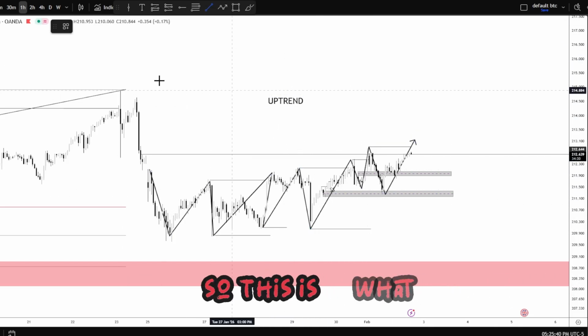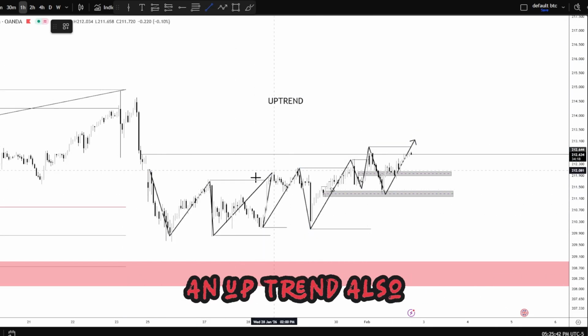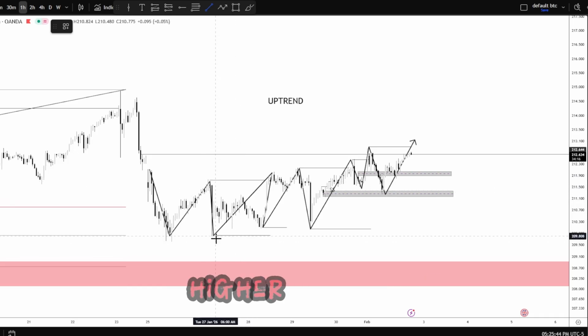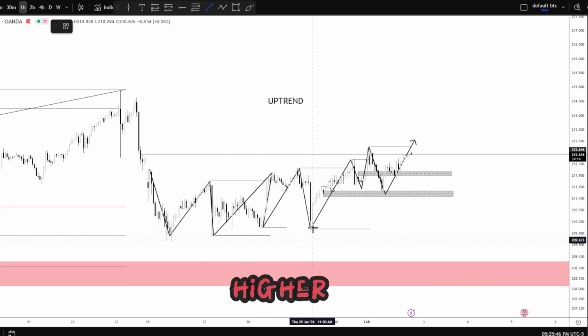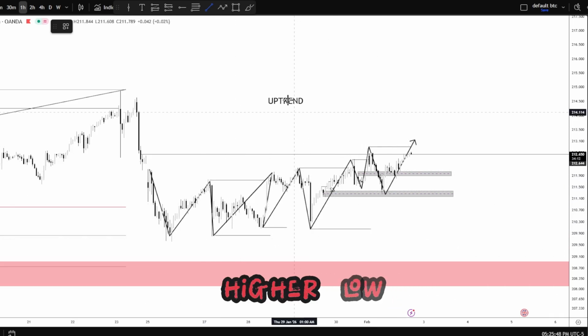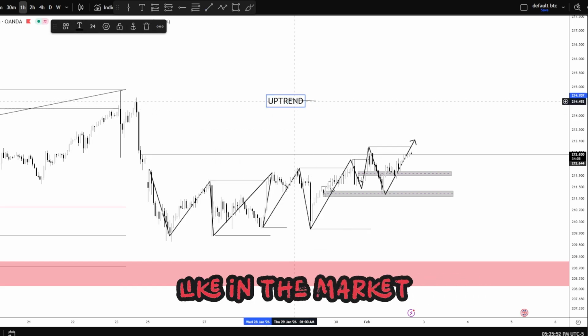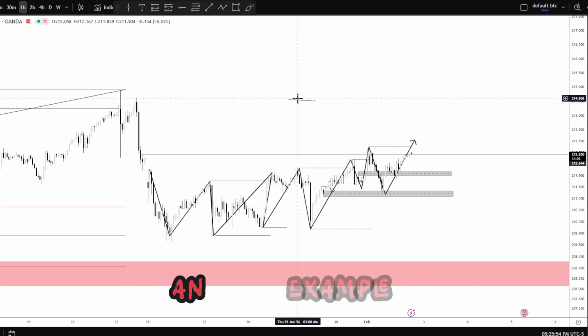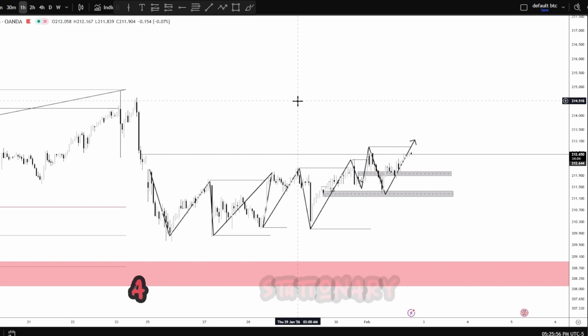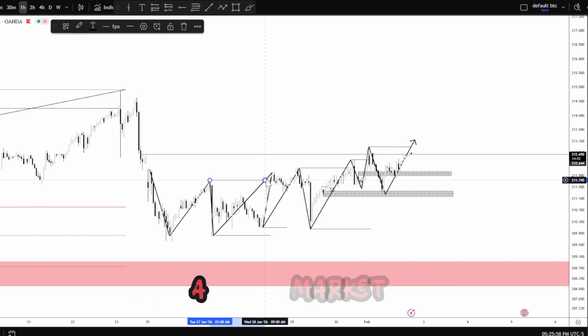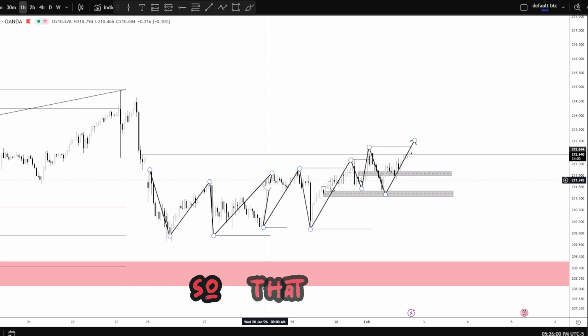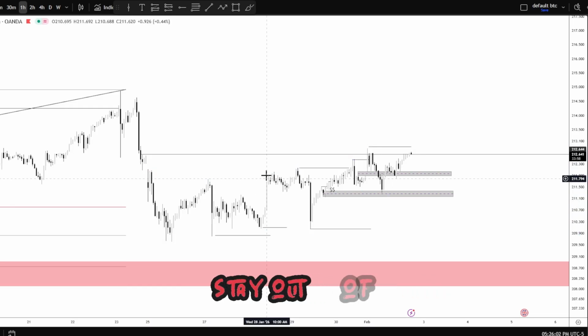So this is what an uptrend also looks like. You have a series of higher highs, higher lows, higher high, higher low, higher high, higher low, higher high, higher low. So this is what an uptrend looks like in the market. Now let me show you an example of what a stationary market looks like, a market that's consolidating, so that you will stay out of it.